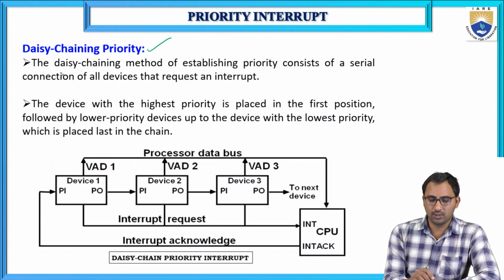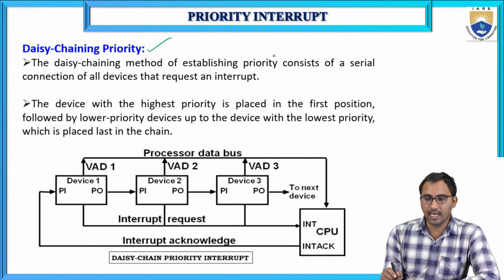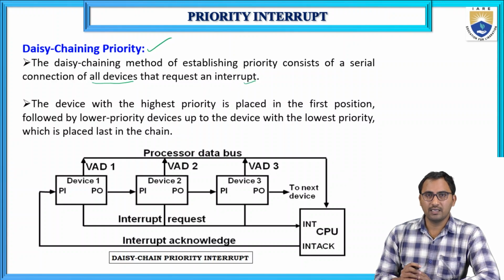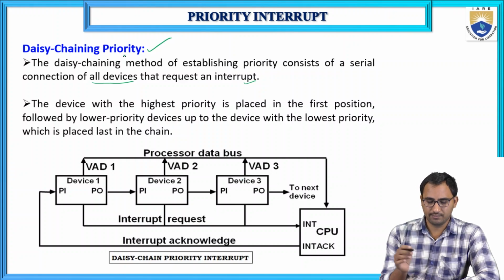So what is daisy chaining? The daisy chaining method of establishing priority consists of serial connections of all the devices that request an interrupt. So here we are connecting several devices in a serial manner. Serial manner means one after another. The output of one device is connected to the input of the second device. Similarly, the output of the second device is connected to the input of the third device. Like that, all the devices are connected in a serial fashion. So that is called daisy chaining priority.